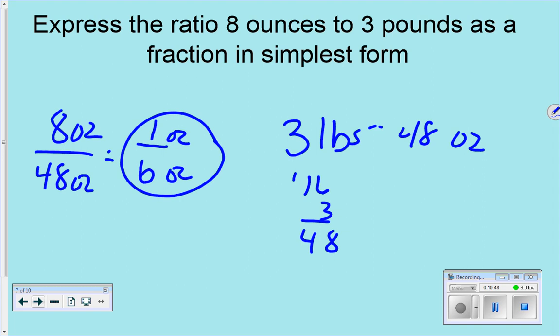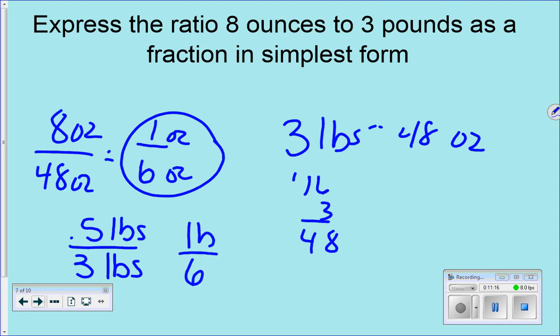If you would change this one to pounds, it would be 0.5 pounds, right? Okay, now watch if I do that. 0.5 pounds to, what was it, 3 pounds? Here's the thing. I need to make sure that this is equal to 1. I have to have whole numbers in there, right? So let's make it a whole number. Can I multiply this by 2 to make it a whole number, which means 1? Can I multiply this by 2?